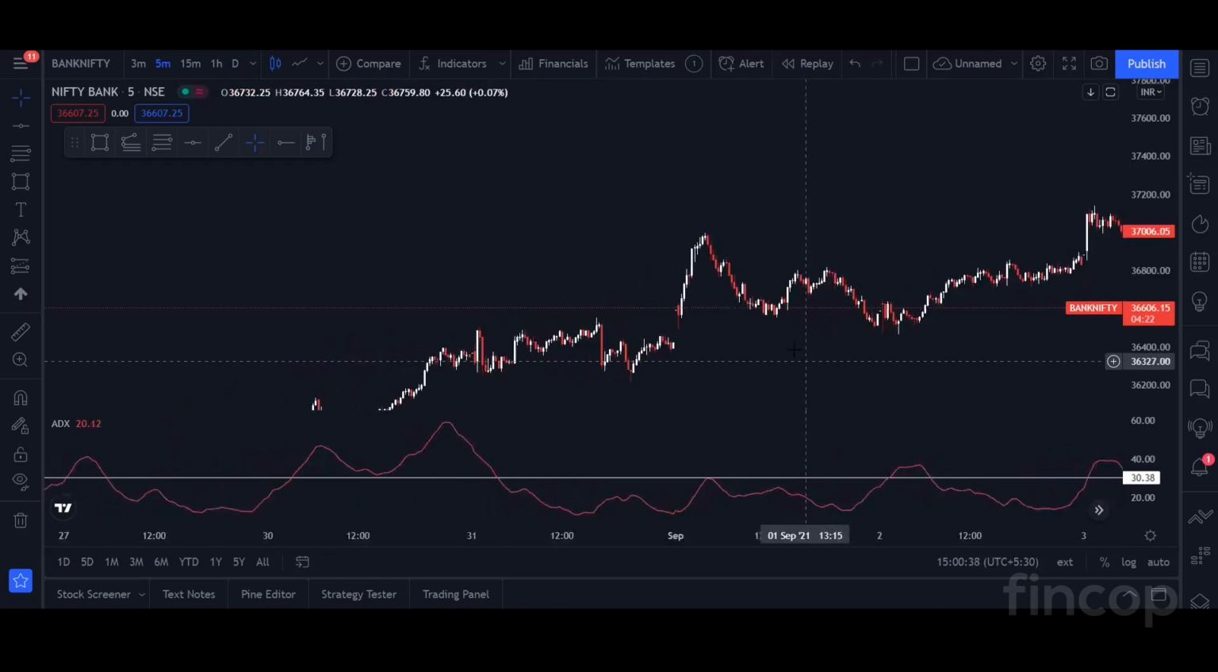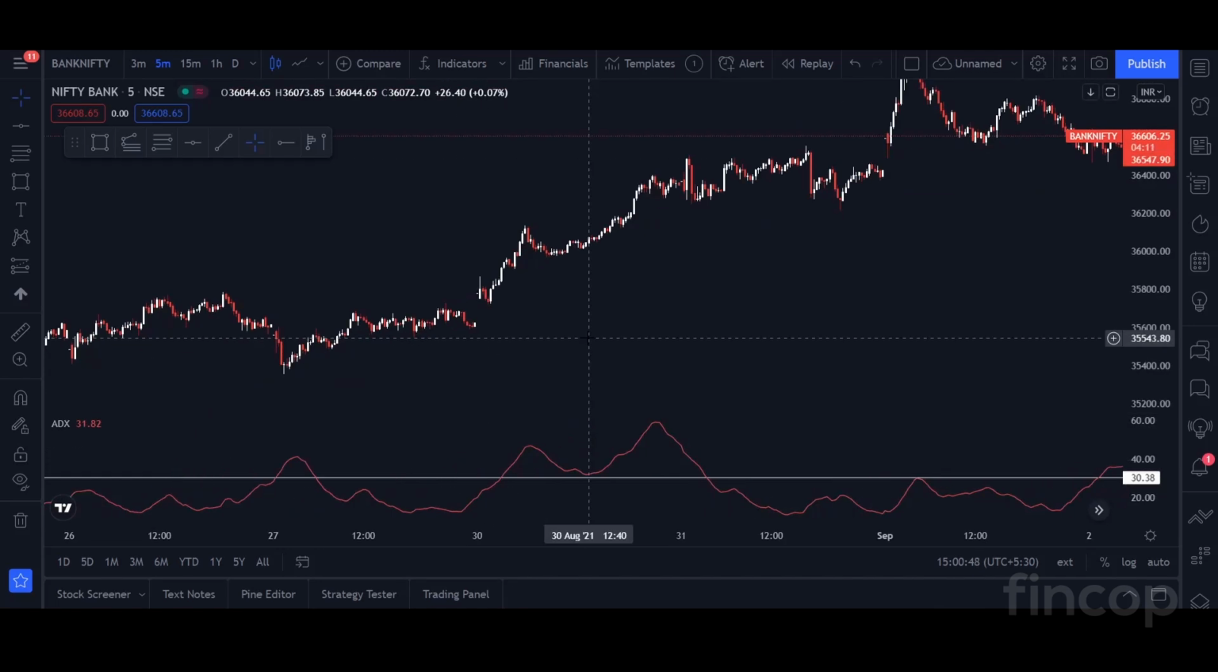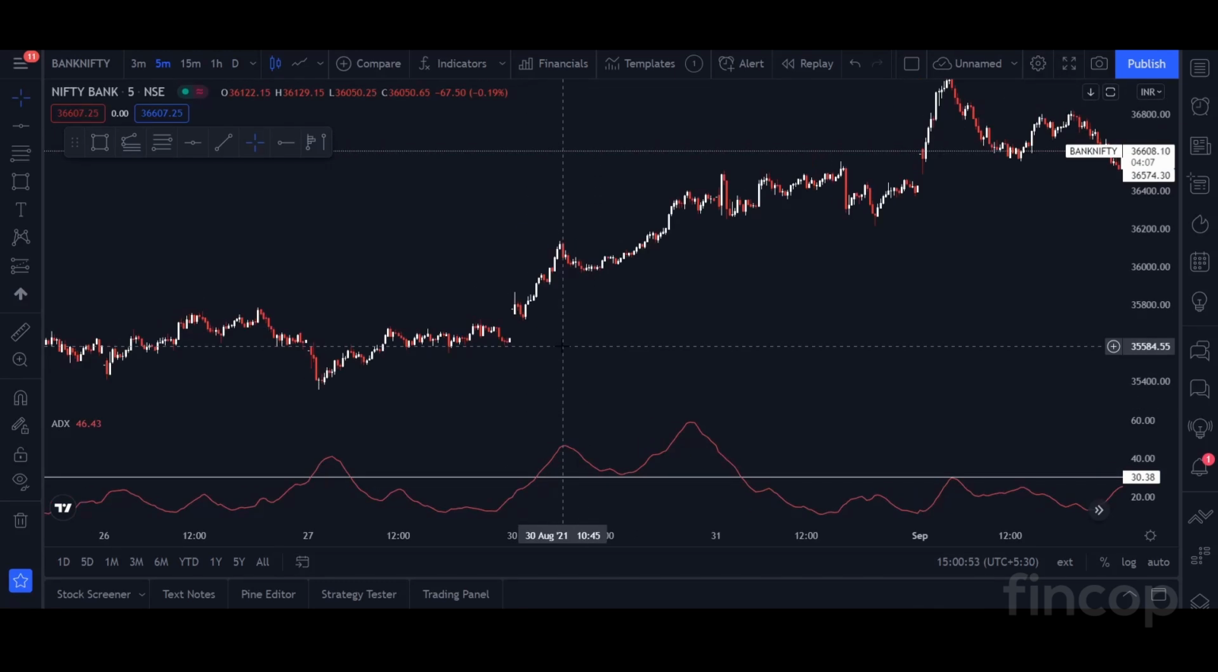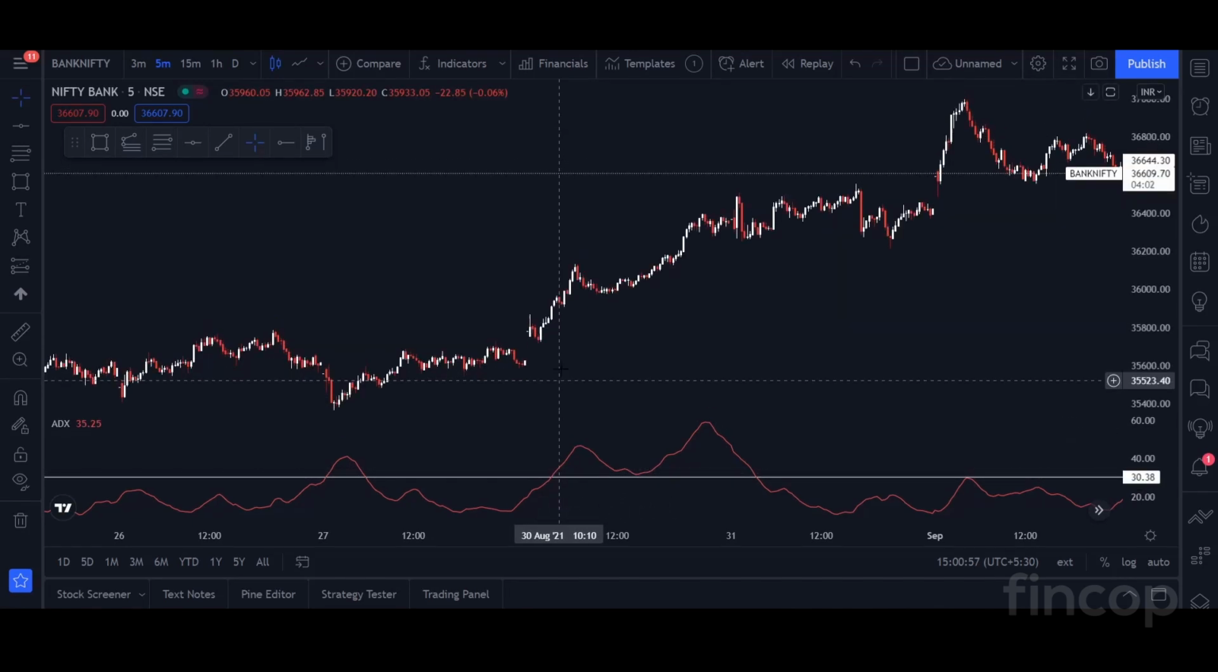So whenever the line over here crosses from below to above the 30 level, I have observed that the stock or the market is trending. So let's observe this situation. See over here, the level has been crossed and you can see the market seems to be very trendy.